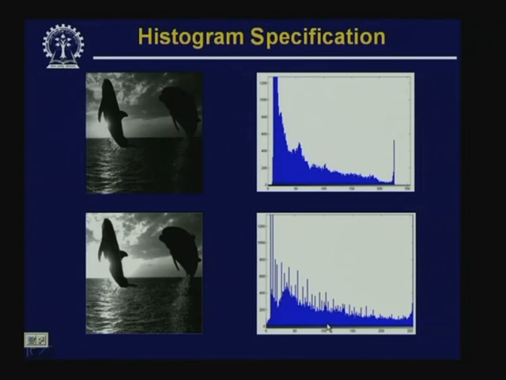So, using this histogram matching technique, you find what are the results that we get. Again, I take the same image, that is the dolphin image. On the top is the original image, and on the right hand side I have the corresponding histogram. On the bottom I have a histogram matched image, and on the right hand side I have the corresponding histogram. So, you find that these two histograms are quite different, and I will come a bit later to what the corresponding target histogram is that we have taken.